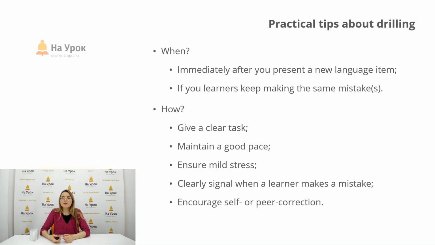And encourage self or peer correction. That is, do not correct yourself. Your learner has made a mistake, all right, but it's not your job to correct that mistake. Ask Masha, Lena, or Peter to correct. There will always be somebody who wants to correct, who knows how to correct. And then don't forget to ask the learner who has made the mistake to correct himself or herself, to say the right sentence. So the right sentence stays, okay? The right sentence sinks in.